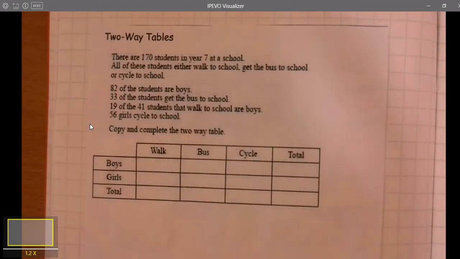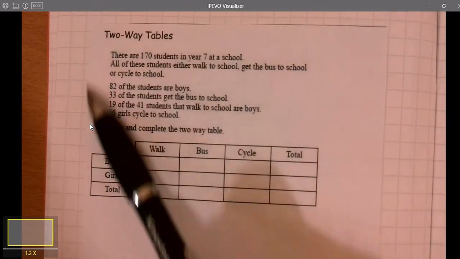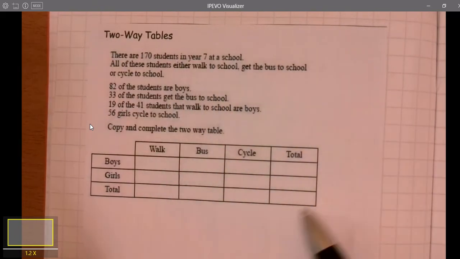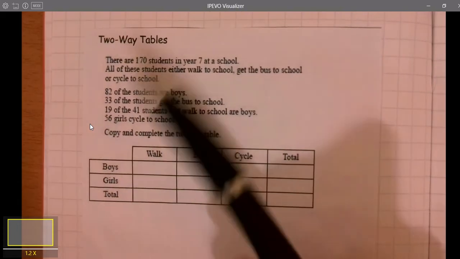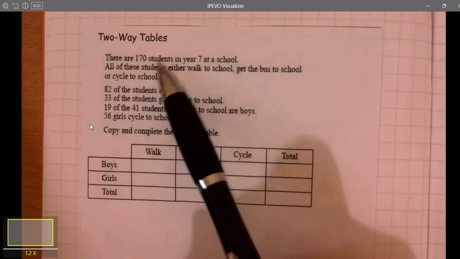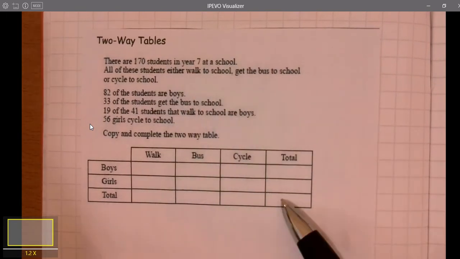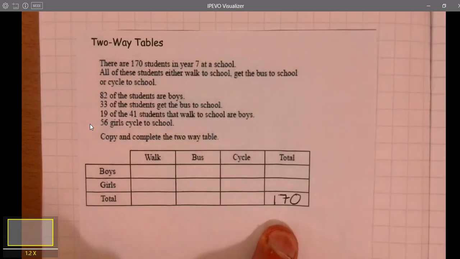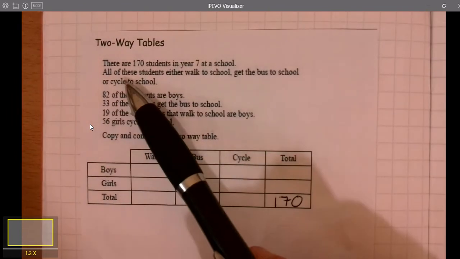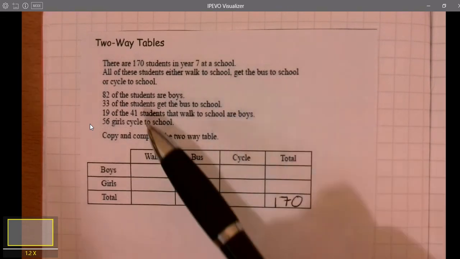So, two-way tables. Let's have a look at this question just here. We want to take this information and pop it into this two-way table. A two-way table is just a nice way of representing information. There are 170 students in year 7 at a school, so we can put 170 just there. All of these students either walk to school, get the bus, or cycle.